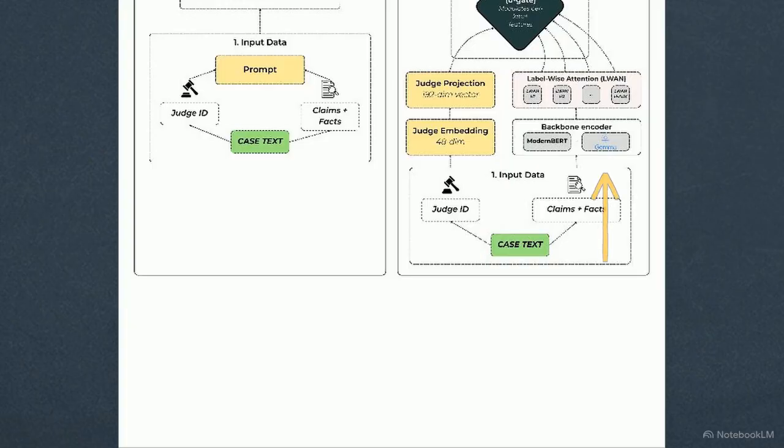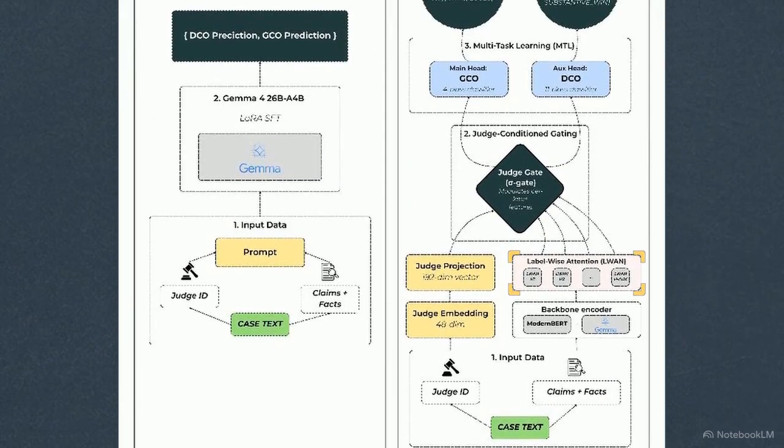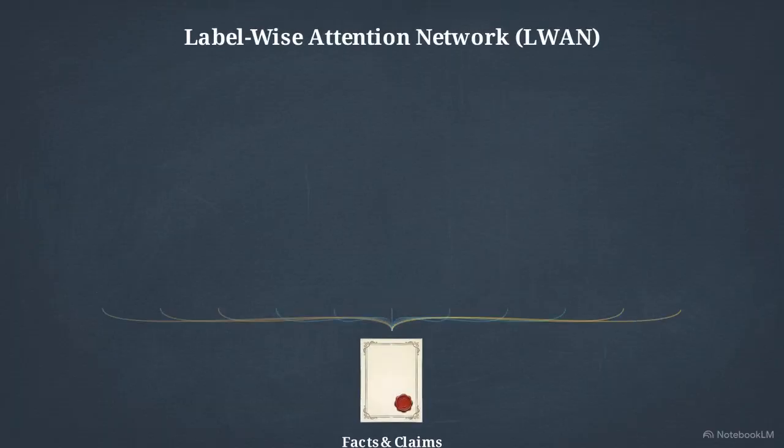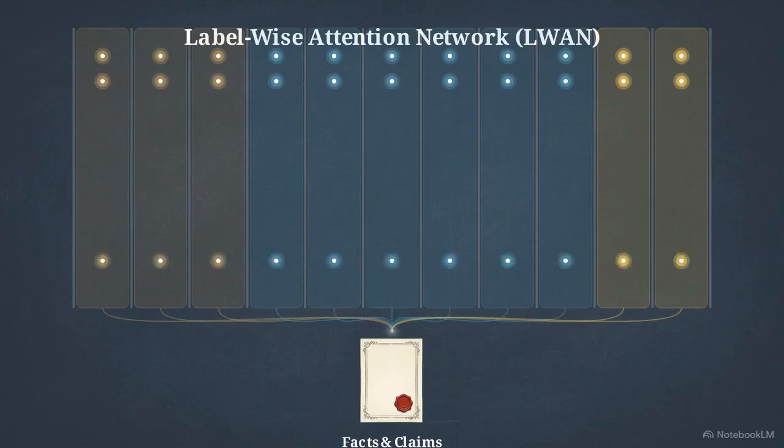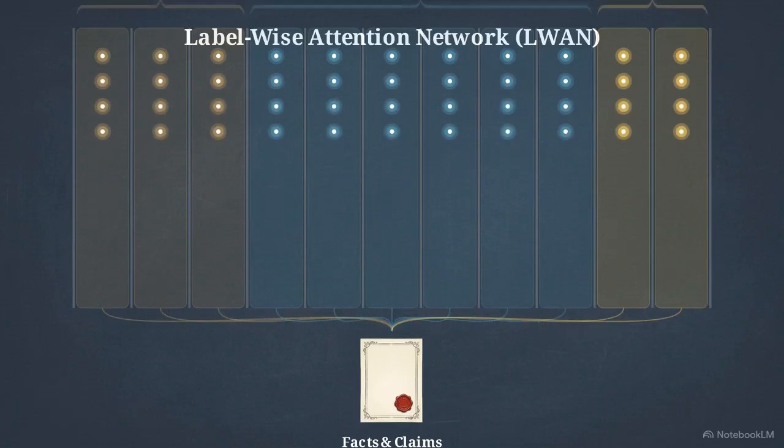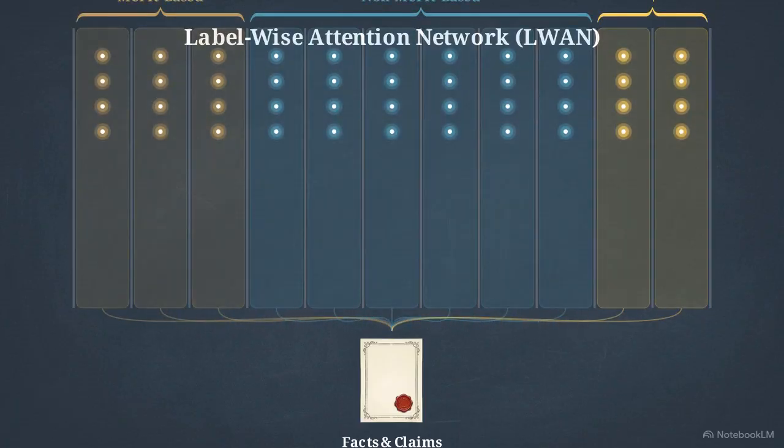Raw input data is ingested by a GEMMA4 backbone to output sequence embeddings. Next, the label-wise attention network maps these embeddings into distinct parallel subspaces for each of the 11 specific detailed case outcome labels. This parallel structure isolates the factual evidence supporting different legal outcomes. By securing the objective facts in their own distinct lanes, the architecture is ready to incorporate the identity of the judge.